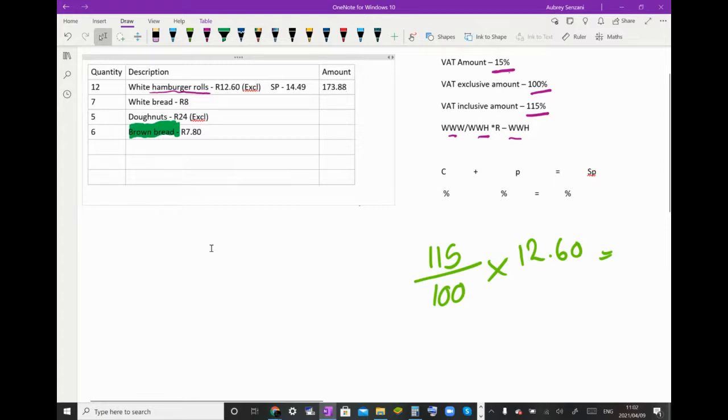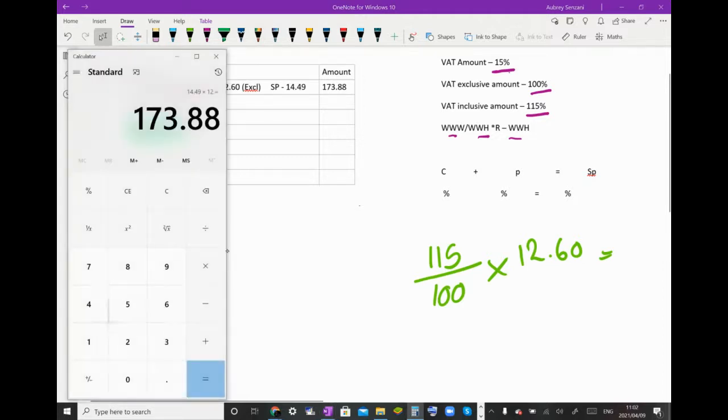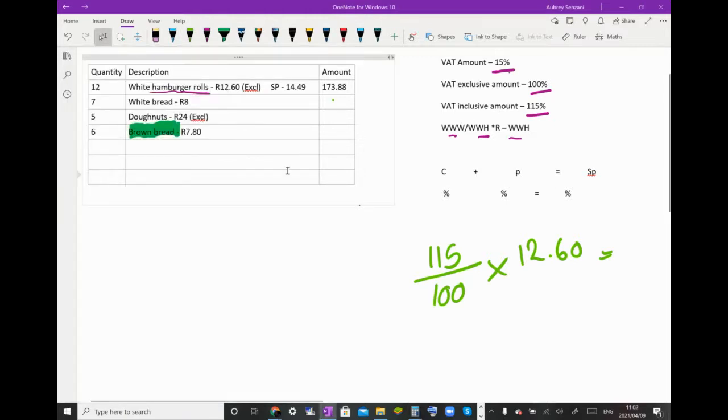Then we have white bread, and this time it is including VAT, so we're happy with that. We can quickly say 7 times 8, and we get 56. Simple and straightforward.